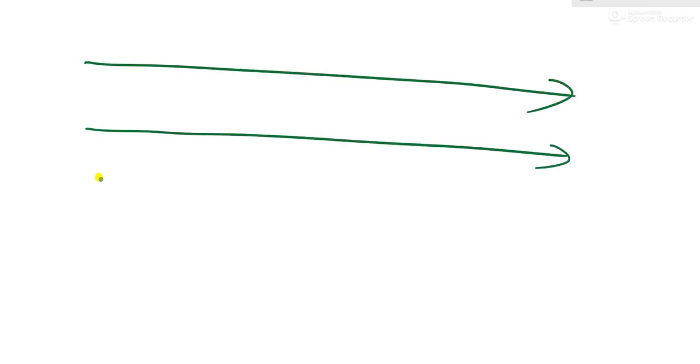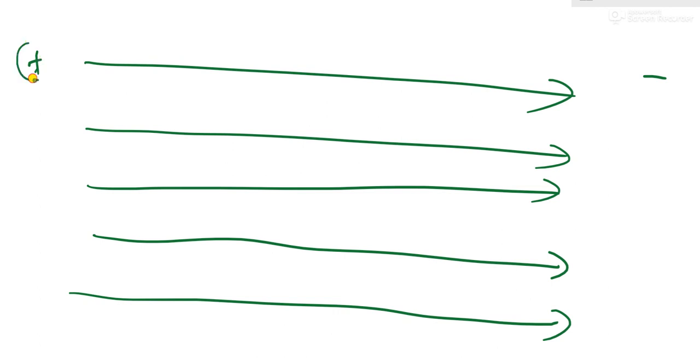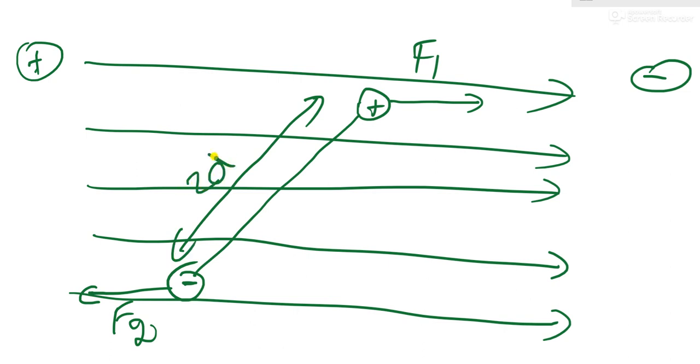Say I have a uniform electric field, and I place a dipole inside. A uniform electric field is represented as starting from positive and ending at negative: the left side is positive and the right side is negative. I place the dipole inside, with minus and plus charges. Plus creates a force towards minus, and minus creates a force towards plus, because of attraction. These are the forces F1 and F2, but F1 is equal to F2. The distance between the two charges is 2a, called the dipole distance.